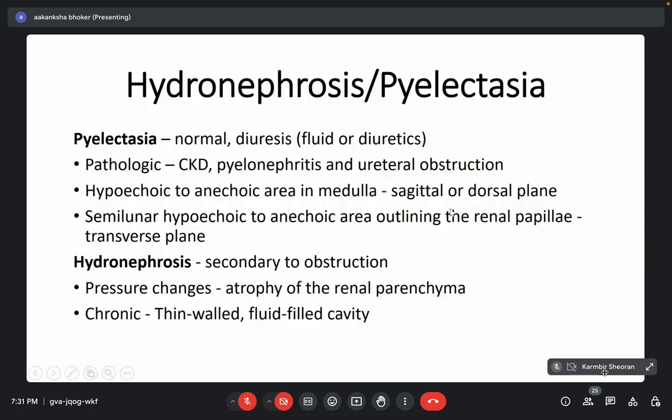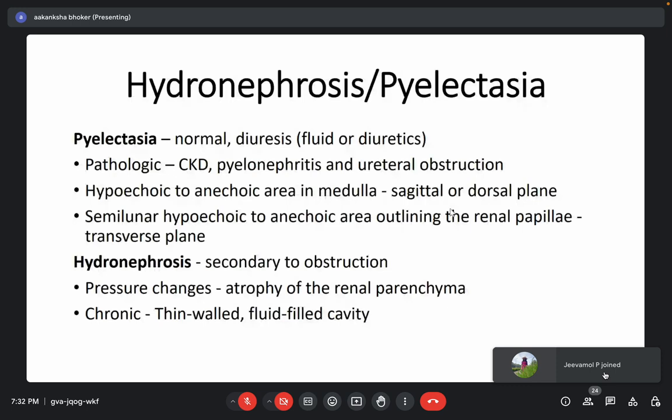Other changes we can see are pylectasia or hydronephrosis. Pylectasia means the pelvis is dilated. Generally the renal pelvis can be measured in the transverse or in the frontal plane. Okay, I'll show you the images of what the renal pelvis is. In these two planes we can measure the diameter, the width of the renal pelvis, and generally the pelvis width should be less than 1 mm. However, if a dog is undergoing diuresis, IV fluid administration, or some diuretics are being given, then because the urine output is increased, the pelvis can be up to 2 mm.